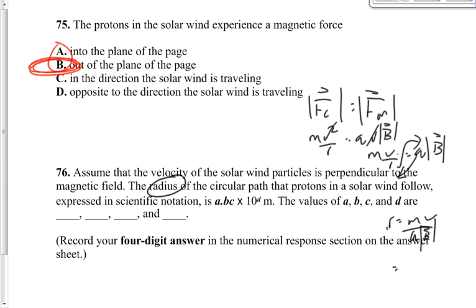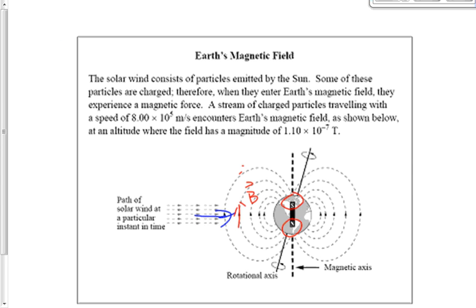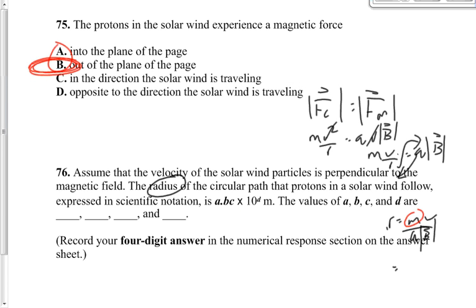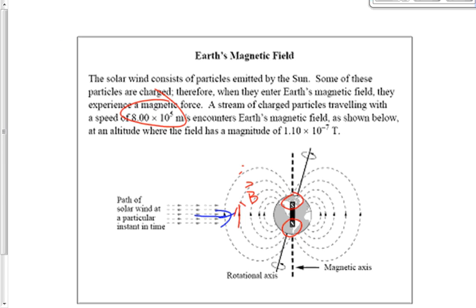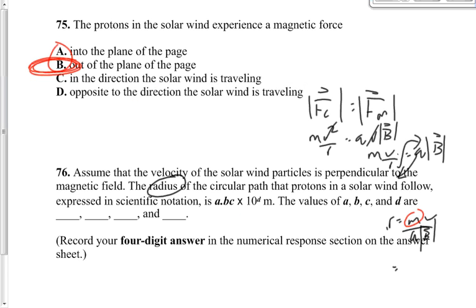Okay, we've got the mass of the proton. It's 1.67, I think, times 10 to the minus 27. It's on your data sheet, anyways. The speed, is it given to us somewhere? Back here, yeah, 8 times 10 to the 5 meters per second. Okay, so we've got m, we've got v. The charge of the proton is 1.6 times 10 to the minus 19. And the magnetic field would be given to us back here as 1.10 times 10 to the minus 7 Tesla. Good? What does the answer work out to be when we do that?